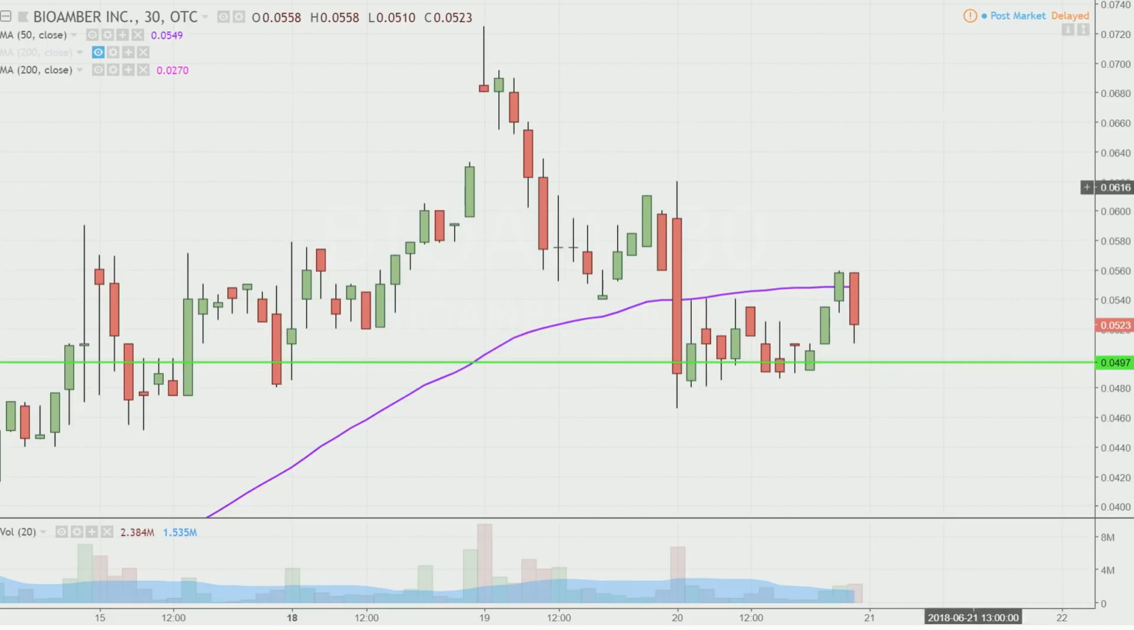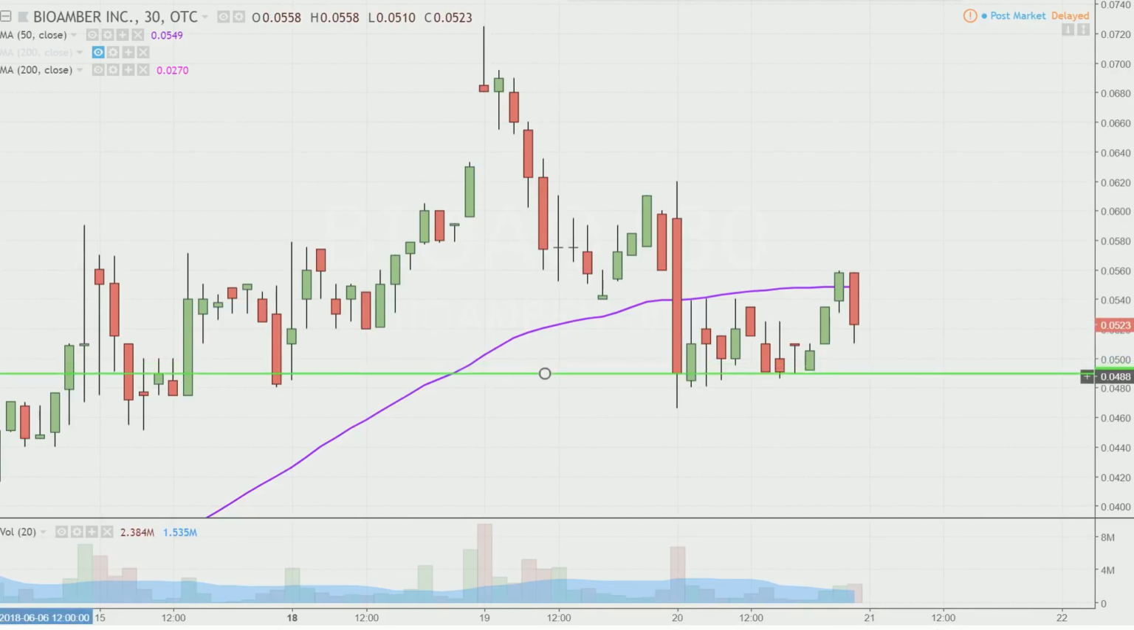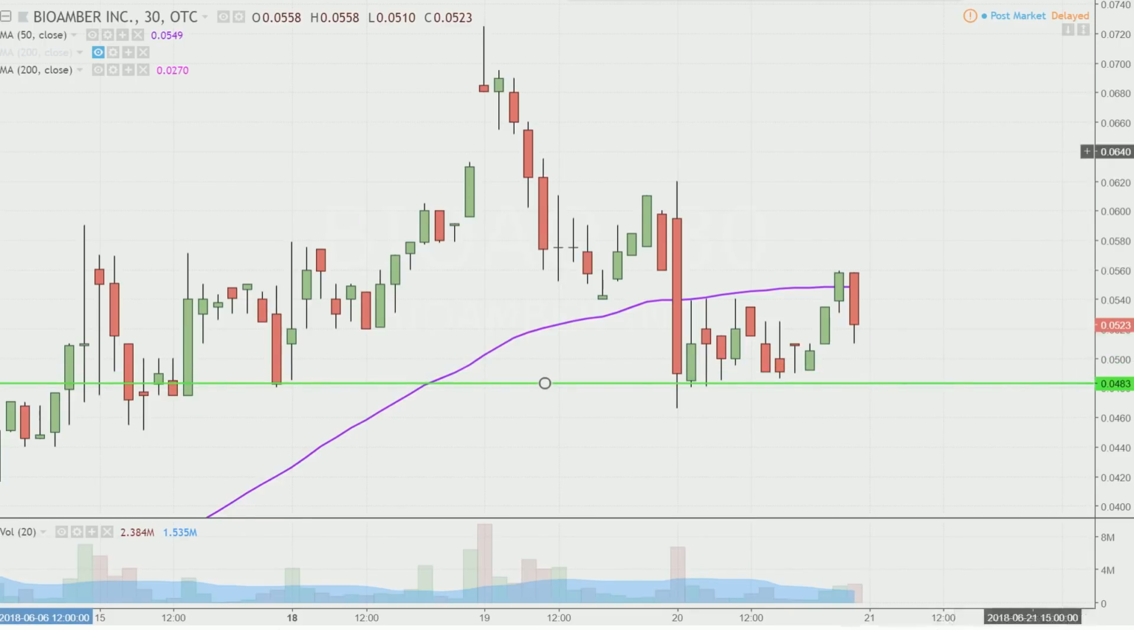Now, in terms of that higher base, I'm going to make an adjustment now that we have more data after today. I've been talking about 5 cents as that level of support, but it looks like the more accurate level of support, where the buyers are truly hanging out, is at 0.048. And there's quite a bit of evidence right now to support that.